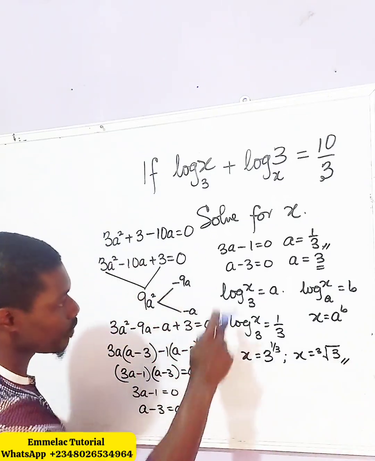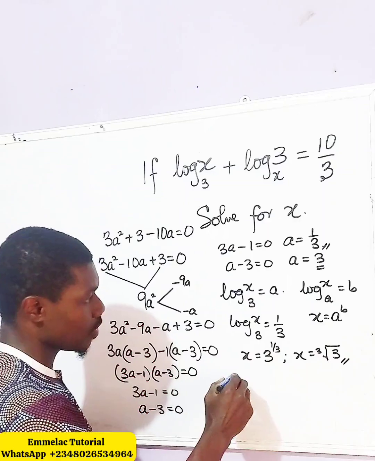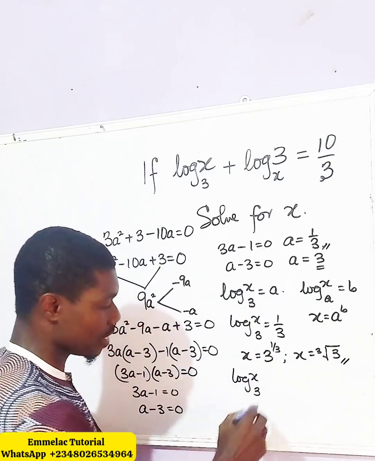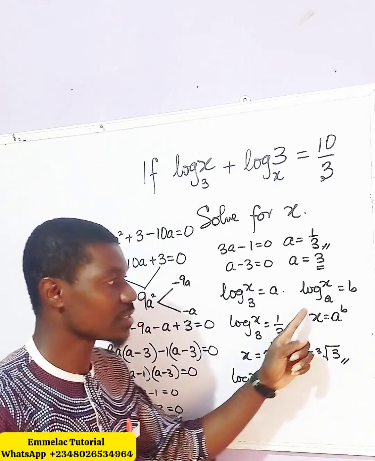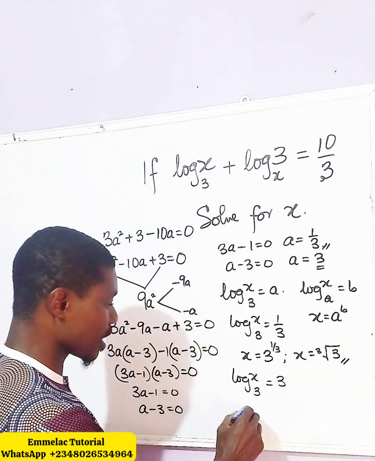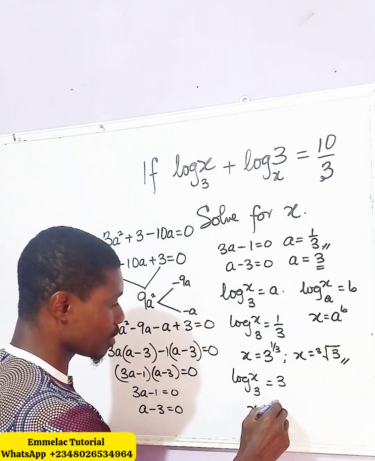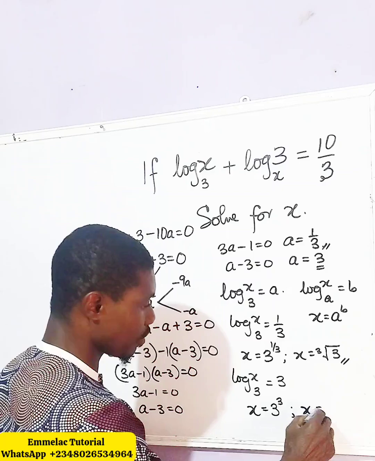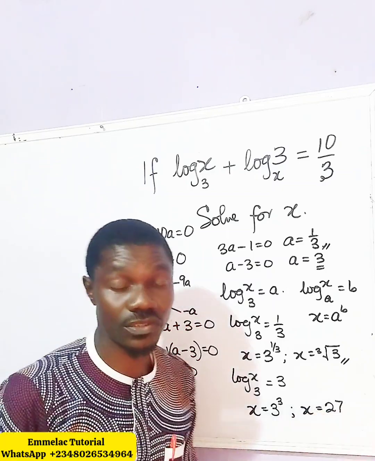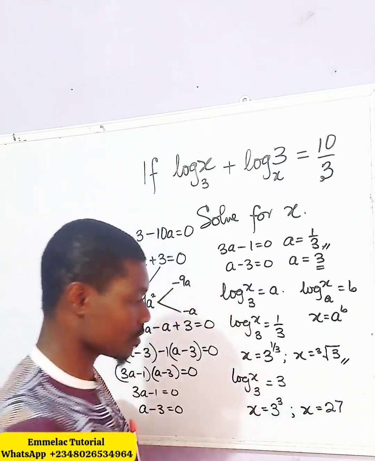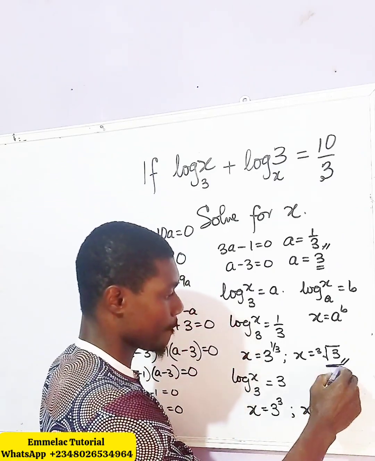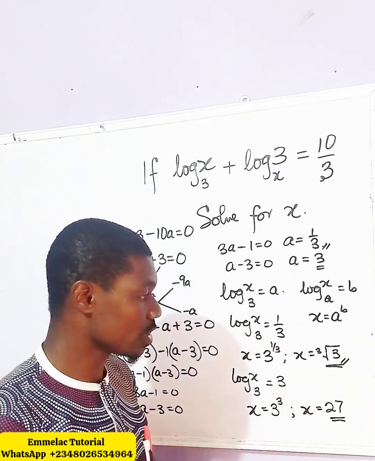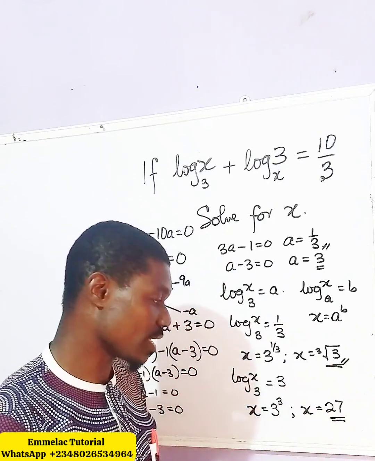Now the second one, for a equals 3, we have log x base 3 equals 3. Still applying this rule, x equals 3 raised to the power of 3. So at the end of the day, x equals 27, because 3 raised to the power of 3 is 27. So the values of x that satisfy the equation are the cube root of 3 and 27.